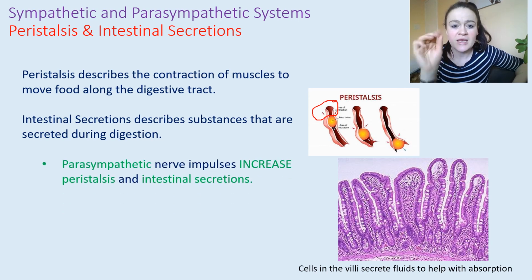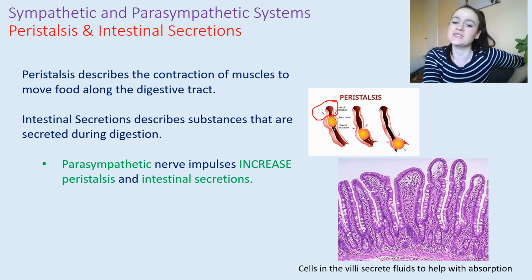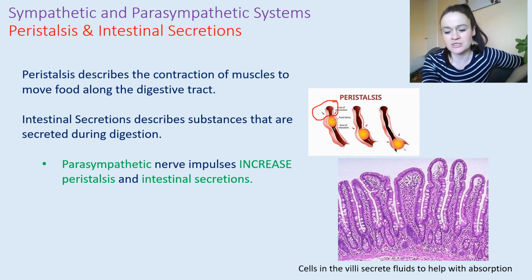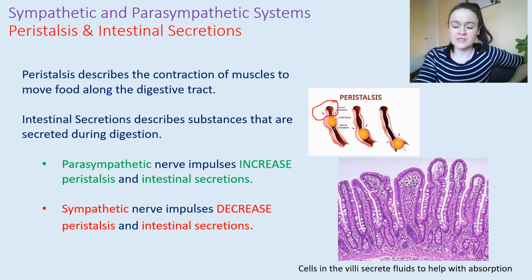Okay. Now, the parasympathetic nerve impulses, so that's the digest and rest, that's a slow down, puts the brakes on things. That actually increases the rate of peristalsis and increases intestinal secretions. The sympathetic, that's the fight or flight, the sympathetic nerve decreases peristalsis and intestinal secretions.